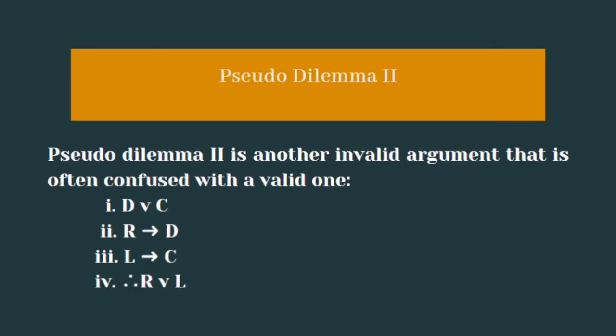Pseudo-dilemma 2 is another invalid argument that is often confused with the valid one. Premise 1, either D or C. Premise 2, if R, then D. Premise 3, if L, then C. Conclusion, therefore, either R or L.